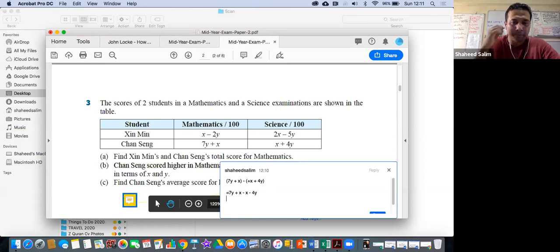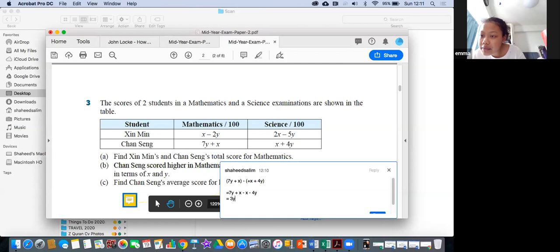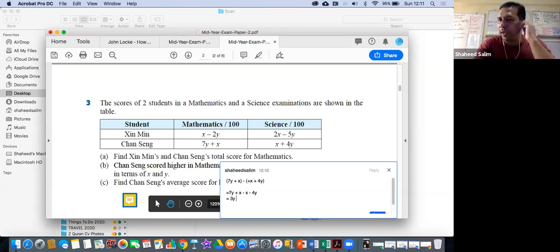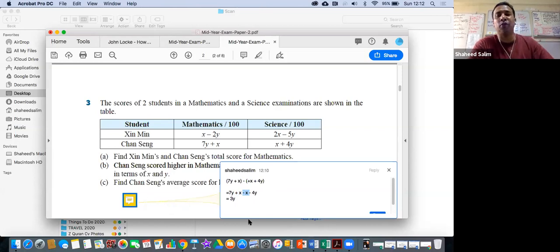So what's your answer? 3y plus 2x. How do you get 2x? This is plus x, this is minus x. Plus 1, minus 1. You have $1, you owe $1. You've got no more x. The x disappears, so the answer is 3y. Careful, careful. You already know this, it's easy.